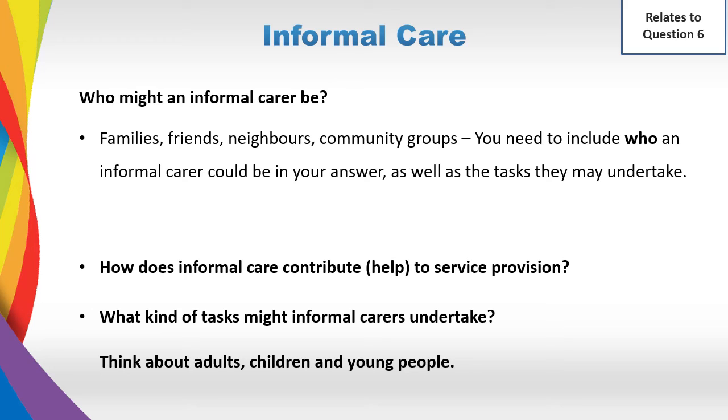So it could be the person's family, their husband, their wife, their partner, their son, their daughter, who maybe just help with the shopping. They may be more hands-on with their care, and they may help them to the toilet and things like that. Informal care can come from friends as well, from neighbours, community groups. You do need to include who an informal carer could be in your answer, so make sure you take notes of that. When I say neighbours, I'm going to give you an example here.